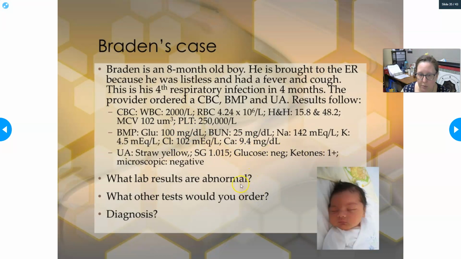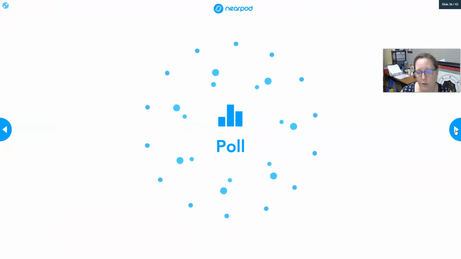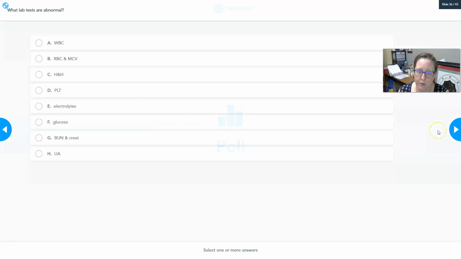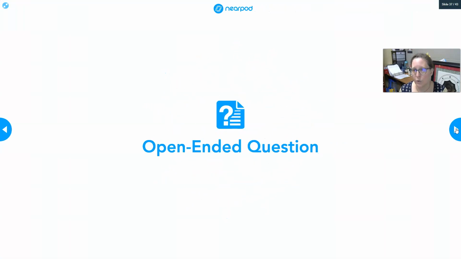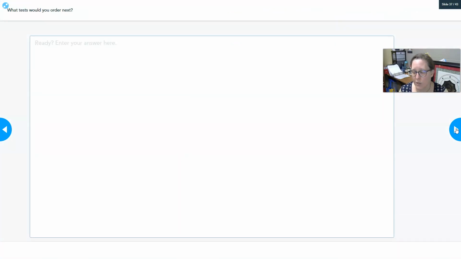Which lab results are abnormal, what other tests would you want to see, and what would be his diagnosis? So of those that are abnormal, like I said, the white cell was really the only thing that was remarkable, it being 2,000. That's 2. A white count of 2 is way too low. And what other tests would you want?